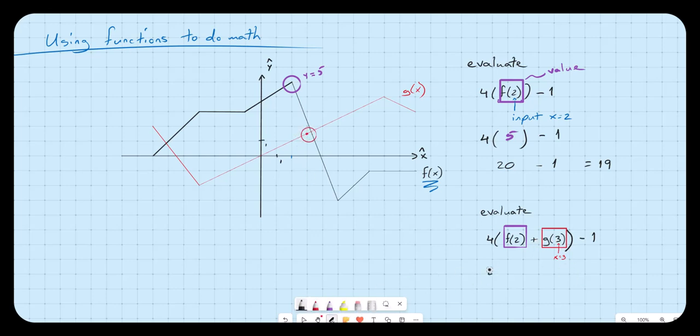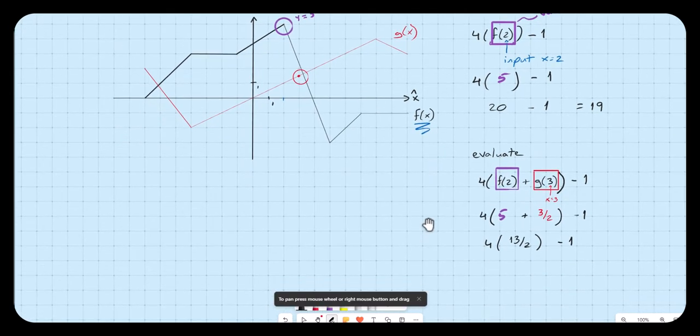So what I get is 4 times f of 2 was 5 plus g of 3 is 1.5, so 3 halves, minus 1. 5 is 10 halves. 10 halves plus 3 halves, that's 13 halves. So I get 4 times 13 over 2 minus 1. 4 times 13 over 2, that's 26. So this is 26 minus 1 equals 25.